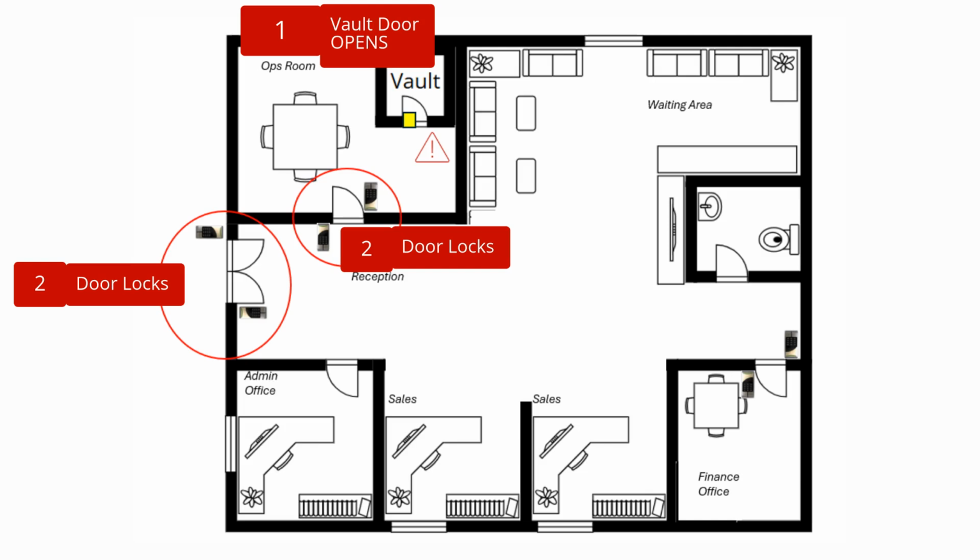Let's explore a practical use case. This company has a secure vault located in the operations room. Whenever the vault door is opened, they want to prevent anyone from entering or exiting the operations room or the building through the reception door. Now that we have a better understanding of what interlocking doors are used for, let's see how we can wire the Inhibit input into the hardware.